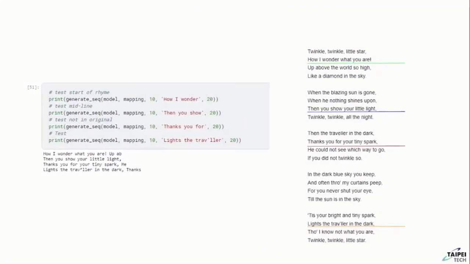Next, we use another type of dataset. This is the Twinkle Twinkle Little Star lyrics. You can see in the second sentence, "Oh, I wonder what you are." And then the next prediction is "How I wonder what you are, up above." That's correct. And the second trial is "Then you show your little light." Almost correct.